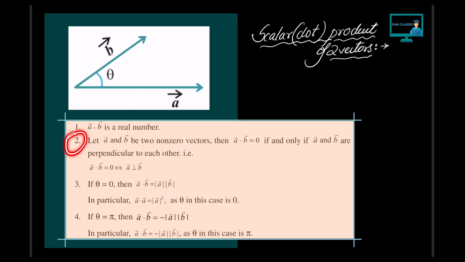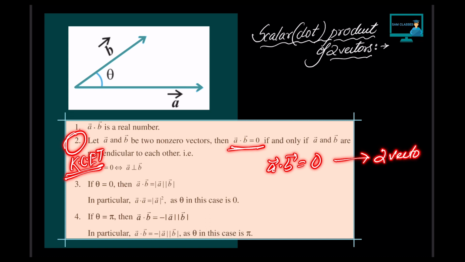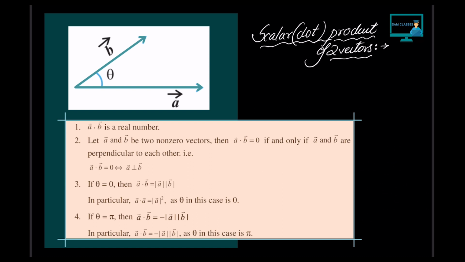Now, this point is very important, mark it for KCT. Whenever A and B are perpendicular, A dot B is equal to 0. So to test whether two vectors are perpendicular or not, we use this concept: if they are perpendicular, A vector dot B vector equals 0. Why? Because cos 90 is 0.